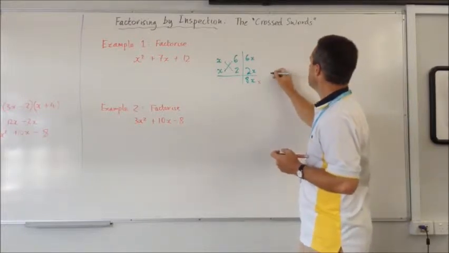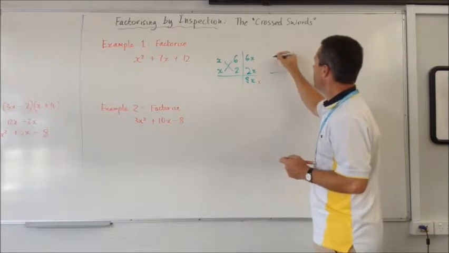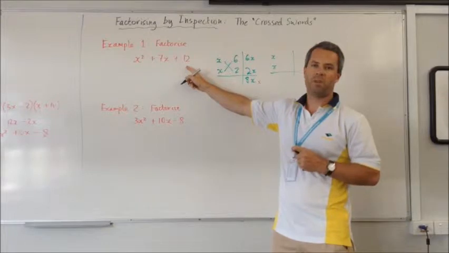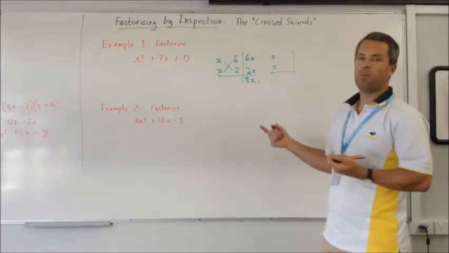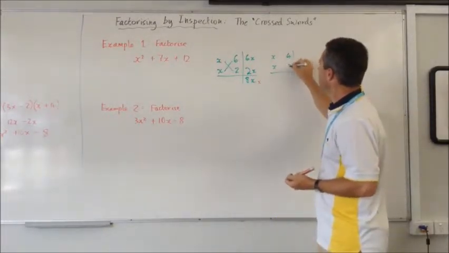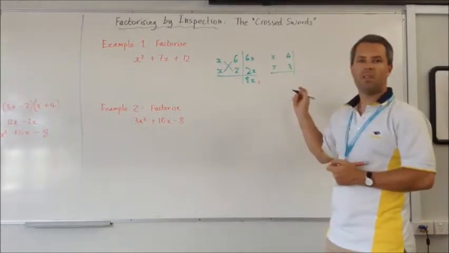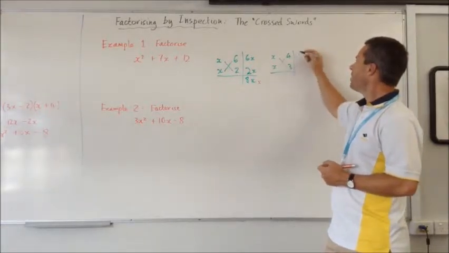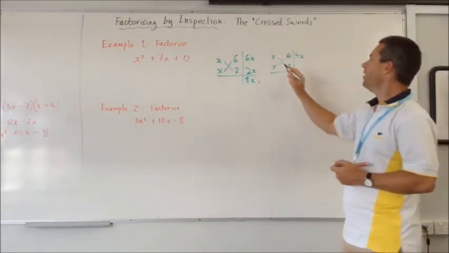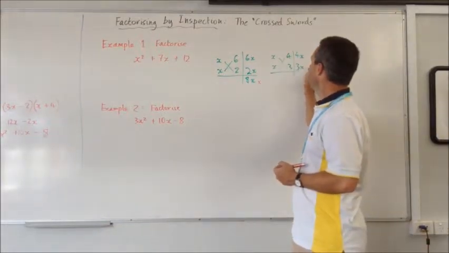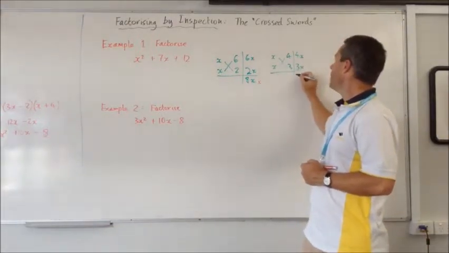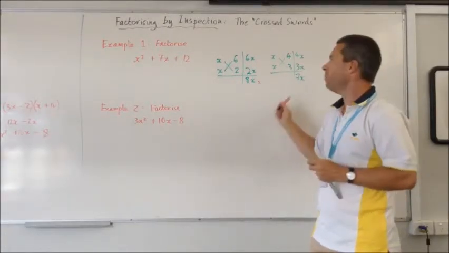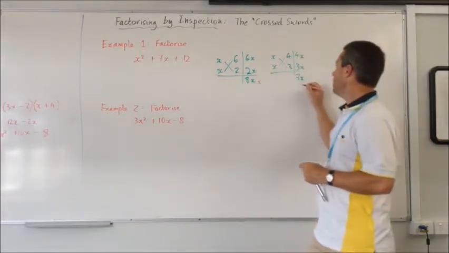of factors. So again, setting up the grid, x times x gives x squared. We can try two different factors of 12 now. So for example, 4 times 3. 4 and 3 gives 12. Set up the crossed swords, multiply along each one. x times 4 gives 4x. x times 3 gives 3x. Add them together, gives 7x, and that is what we're looking for, because that matches the middle term here.